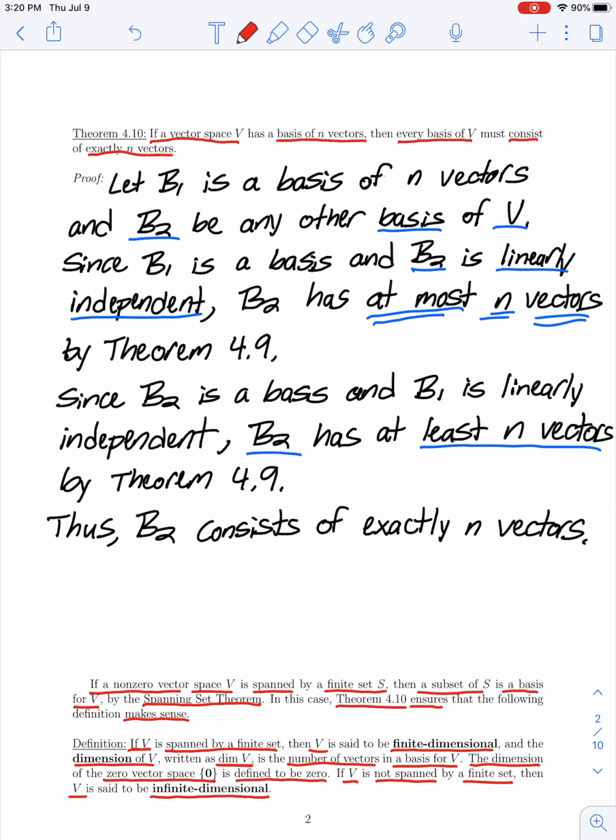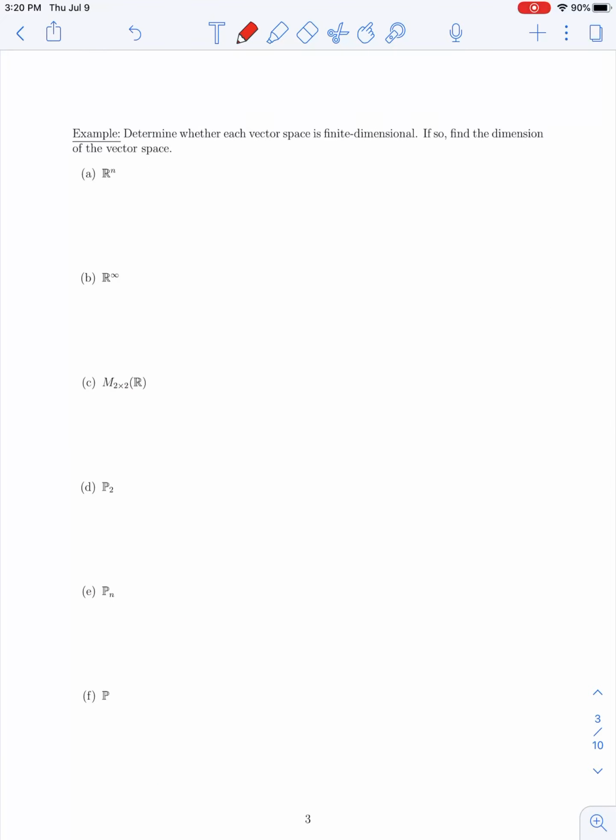All right, so now that we have defined the dimension of a vector space, let's look at some examples identifying the dimension of some familiar vector spaces. So in this problem, we're asked to determine whether each vector space is finite dimensional or infinite dimensional, and if it is finite dimensional, find its dimension. So in part A, we have the vector space Rn.